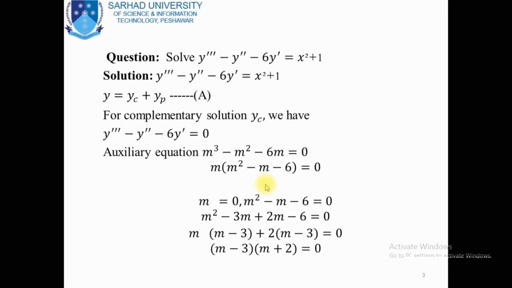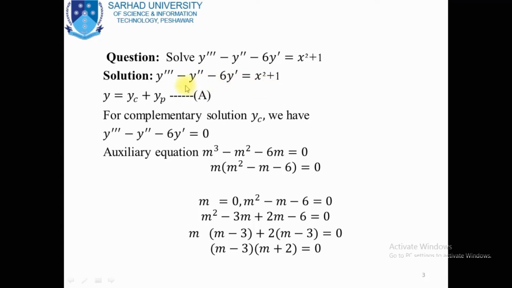You see over here an example. Suppose this is a third order linear differential equation: y triple dash minus y double dash minus 6y dash is equal to x square plus 1. So this is the polynomial, which is called the f of x function at the right hand side of the non-homogeneous differential equation. Now this is a non-homogeneous linear differential equation of order 3.